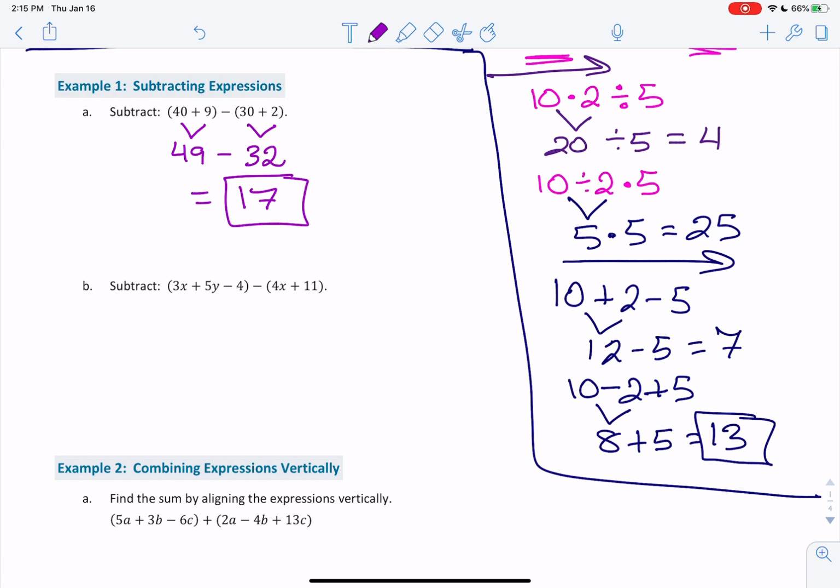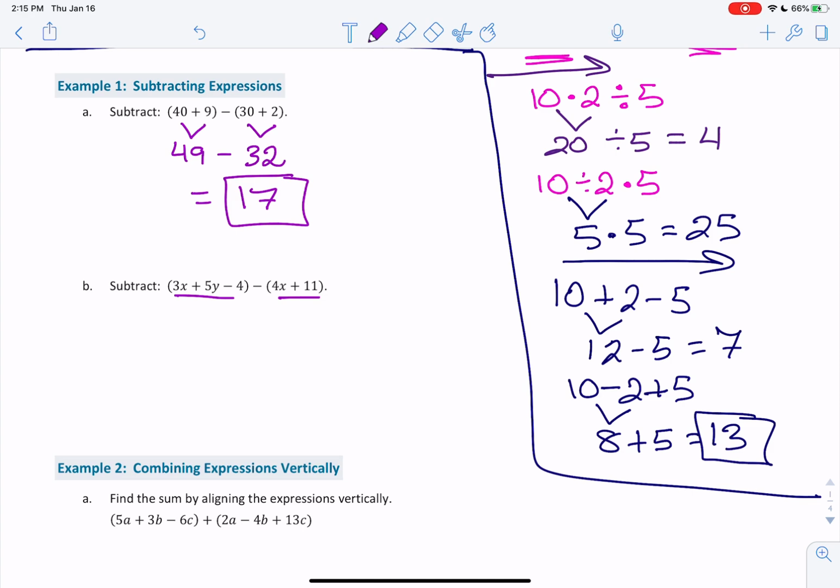B says subtract 3x plus 5y minus 4 minus 4x plus 11. So once again, parentheses first. However, you'll notice that in the parentheses, they all have differences. They're not like terms. 3x cannot combine with 5y or 4. And 4x cannot combine with 11 because 11 doesn't have the variable x. And 5y doesn't have an x like the 3x, and 4 doesn't have any variables at all. So they're not like terms, we cannot combine them.